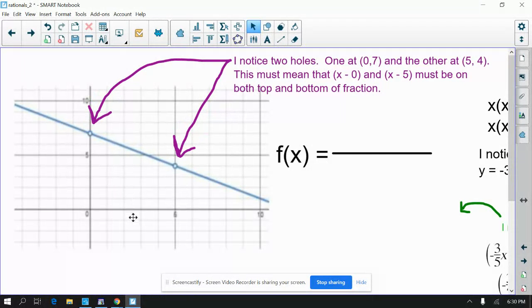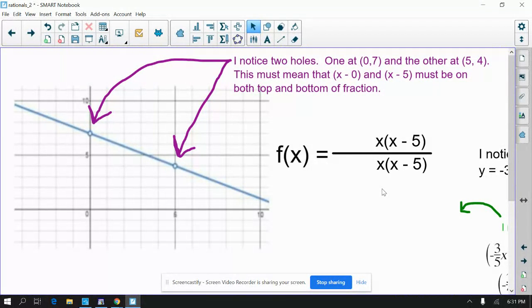There are 2 removable points, one at 0, 7, it looks like, and the other one looks like 0, 4. Or I'm sorry, 5, 4. Well, that means when x is 0 and when x is 5, that's a point of discontinuity. So those are 2 divisions by 0. So this would go in your denominator. When x is 0, this whole thing would be 0. And when x is 5, the whole denominator would be 0. So those are 2 points of discontinuity. But because they are holes, they have to cancel out. So you need the same up here.